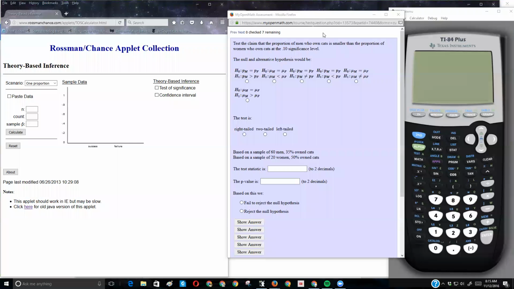So for this problem, we're talking about the difference between two proportions. And we're testing the claim that the proportion of men who own cats is smaller than the proportion of women who own cats. So they want us to pick the null hypothesis. Well, remember, H0 is always a statement of no difference, and since we're dealing with proportions, we don't want to be dealing with means. We want to be dealing with proportions here.